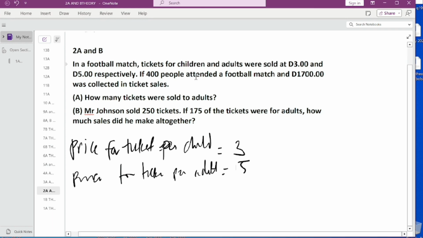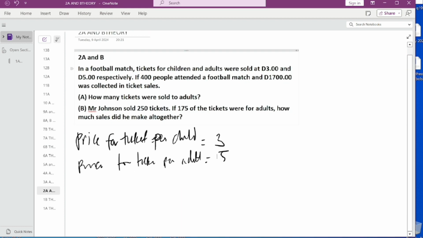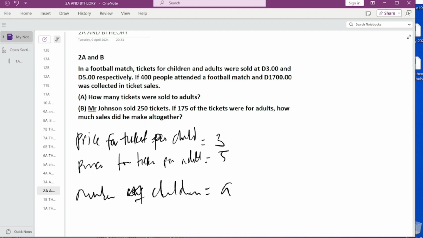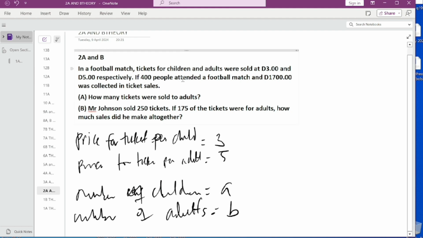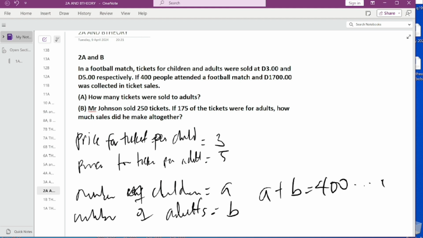If 400 people attended, which means it has to be children and adults. So the number of children who attended should be A, and number of adults be B. For these, if 400 people attended, that means number of children plus number of adults should equal 400. That means we created our first equation. This question is a problem in simultaneous equations.